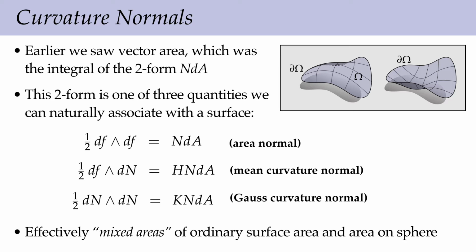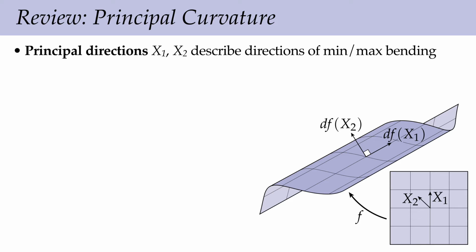To show that these equalities hold and to really get a sense of what's going on here, let's just review for a second this notion of principal curvatures. So remember, the principal directions x1 and x2 describe the directions of minimal and maximal bending. For instance, on the cylinder, we know that in one direction, the normal's not changing at all. In the other direction, it's turning around pretty quickly, in the circular direction.